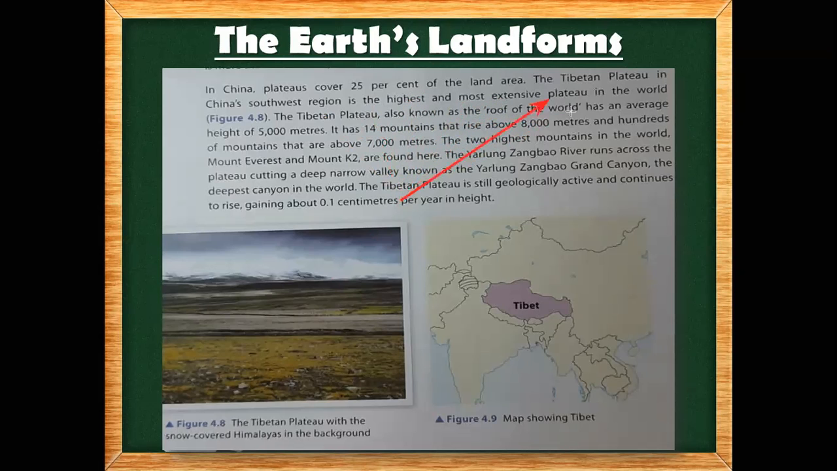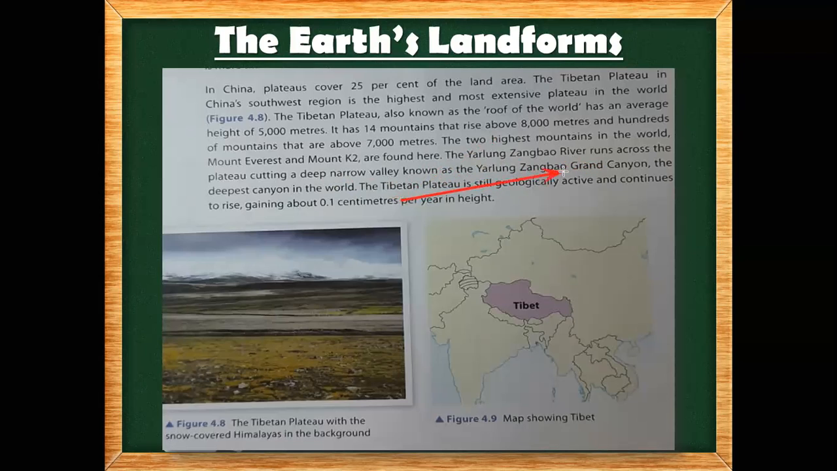highest and largest area. The roof of the world has an average height of 5,000 meters. It has 40 mountains that rise above 8,000 meters and hundreds of mountains that are above 7,000 meters. So, they are saying that hundreds of mountains are above 7,000 and less than 8,000, and 14 mountains are greater than 8,000 meters. The two highest mountains in the world, Mount Everest and Mount K2, are found here. The Yarlong Zangbao river runs across the plateau, cutting a deep, narrow valley known as the Yarlong Zangbao Grand Canyon.